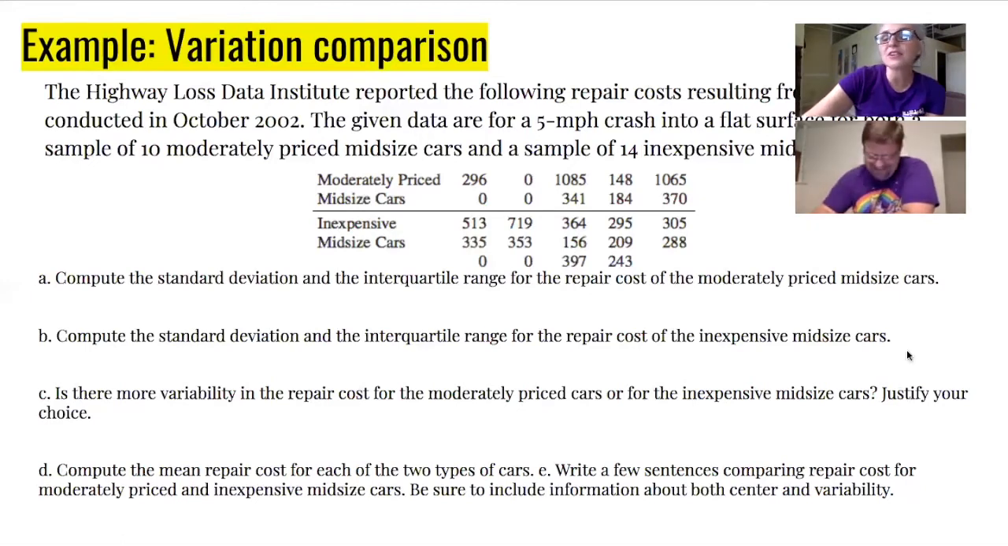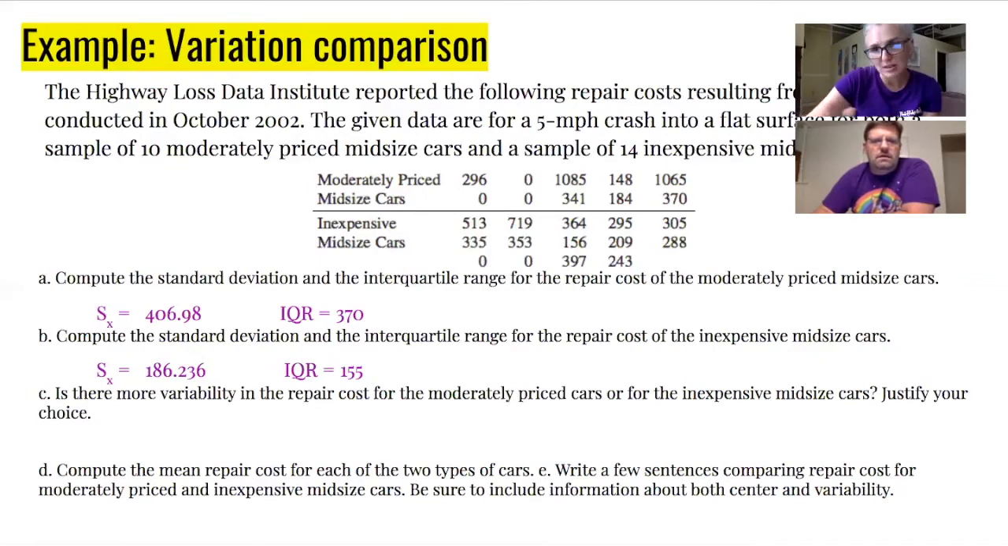Okay, the first two I'm going to click through because this should be straight from your calculator or from Stapplet. So go ahead and check those numbers. If you don't have them right, then you may have the next two wrong. If you don't agree to a decimal or you have more decimals, then it's fine. Then part C says, is there more variability in the repair cost for the moderate or the cheap? So what do you think? The moderately priced cars have a standard deviation that is larger than the inexpensive cars, and also the IQR. So I'd have to go with the moderately priced cars.